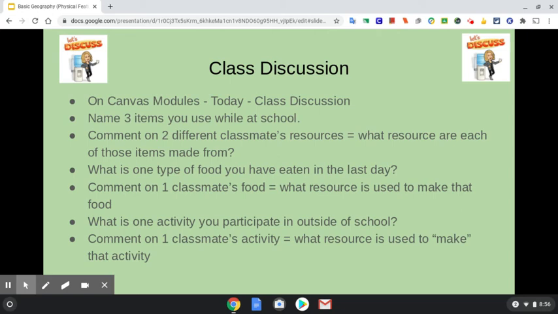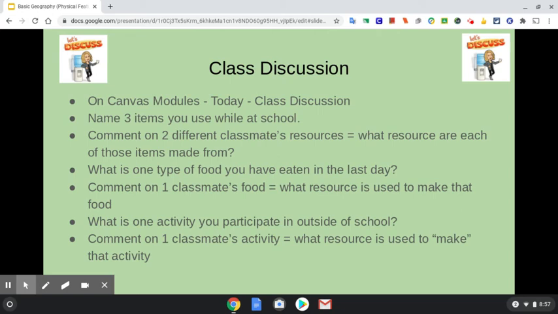So when you comment on a classmate's items, if paper is one of them, you again could just type in paper is made from trees. The trees would be the resource. The second question asks you, what is one type of food you have eaten in the last day?